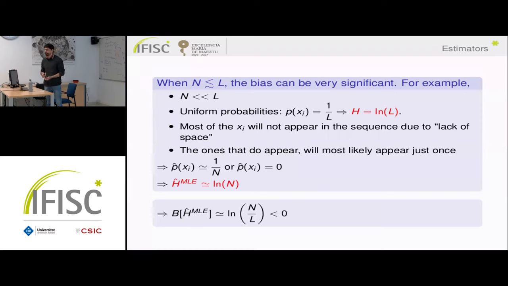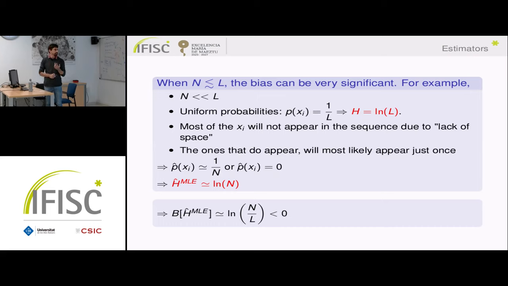This bias can be very significant, especially when the number of possible outcomes is larger than the sequence length, for example in a very undersampled regime. Consider uniform probabilities. In that case, the true entropy of the system is at a maximum, and it's given by the logarithm of L. Given a short sequence, most of the elements will not appear in it, because there isn't room for everything, and the ones that do appear will most likely appear just once.